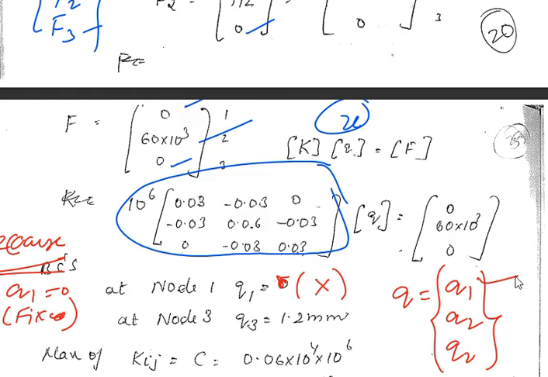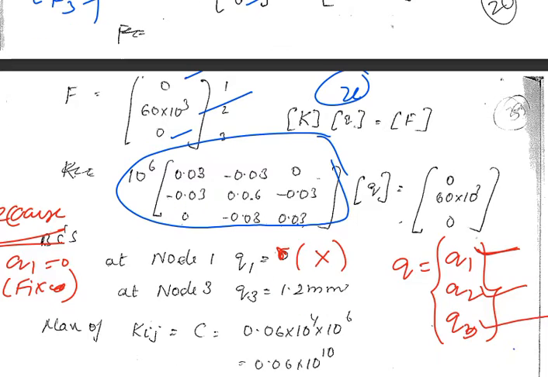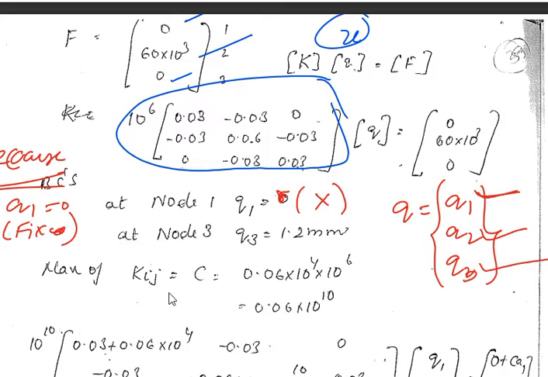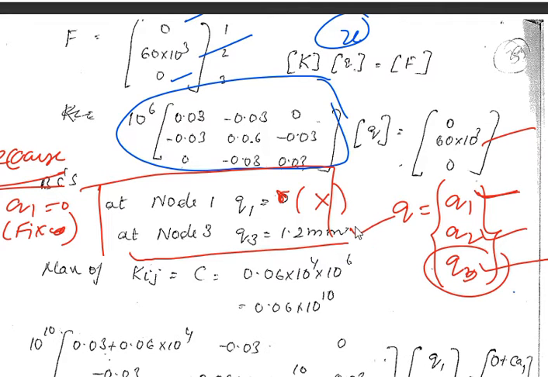So there is a known value at Q1, and also there is a known value at Q3, and also Q2. So all the values will be known to us, we cannot write 0 directly, right? So these are boundary condition values. What are the boundary condition values? You know the force, okay, and you know the Q3 value. Q3 value is known, that is already given in the question, 1.2 millimeter. So remaining Q1 and Q2 you have to find out.